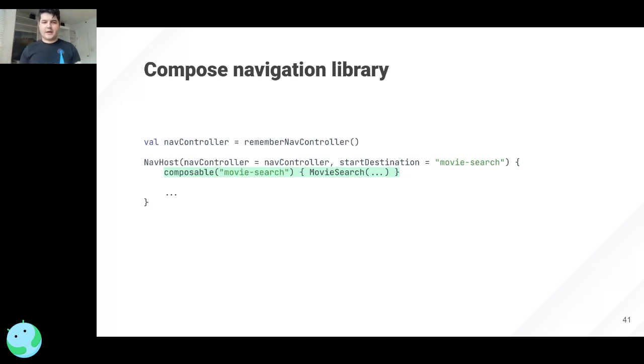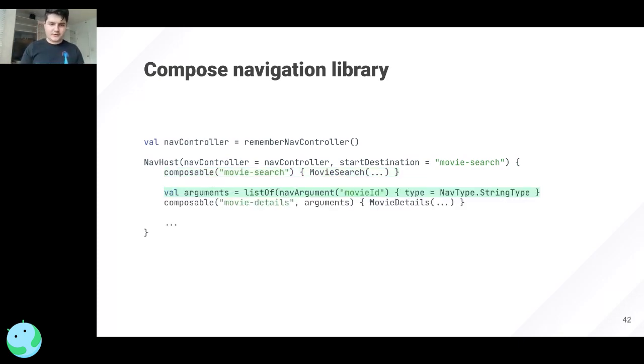And then we define a nav host composable function. And inside, we define a bunch of composable functions, which are actually entry points to different parts of the navigation graph, right? So in the case of the movie search feature, we will have a movie search composable function inside. And we can also pass arguments. So for example, we can create a bunch of nav arguments and define the type, and then put them into those composable functions, so when the user navigates to a specific part of the navigation graph, it will just show another composable function and call it.